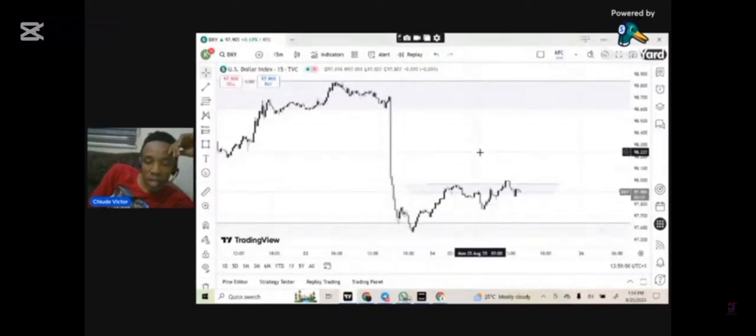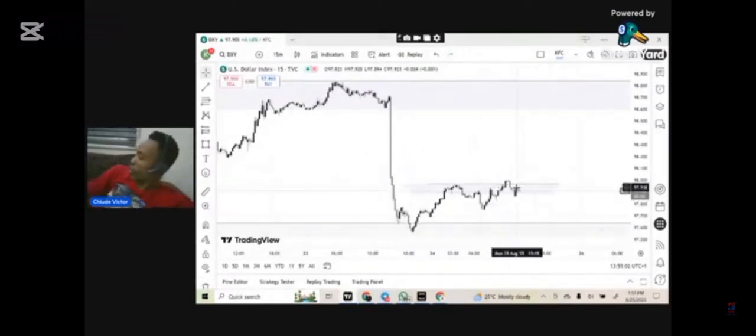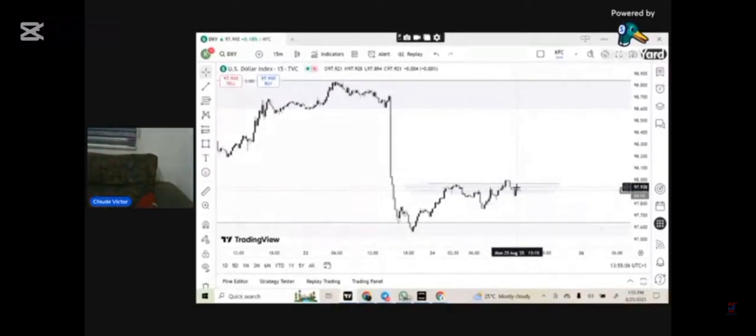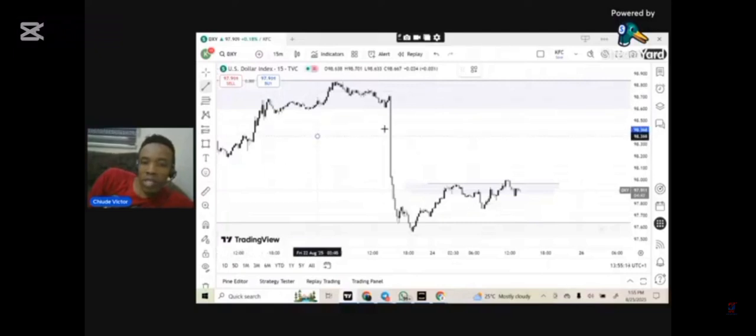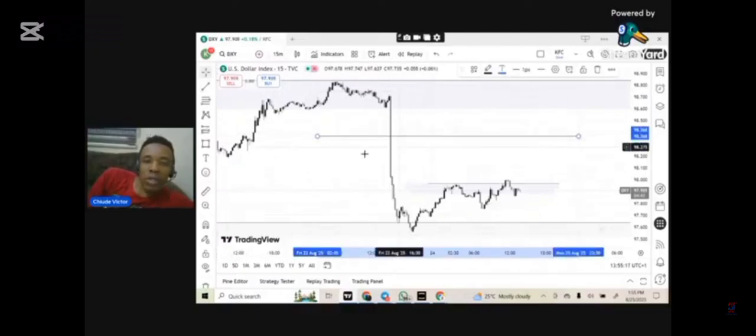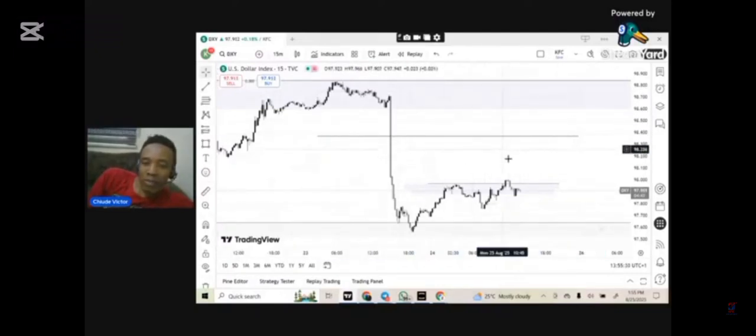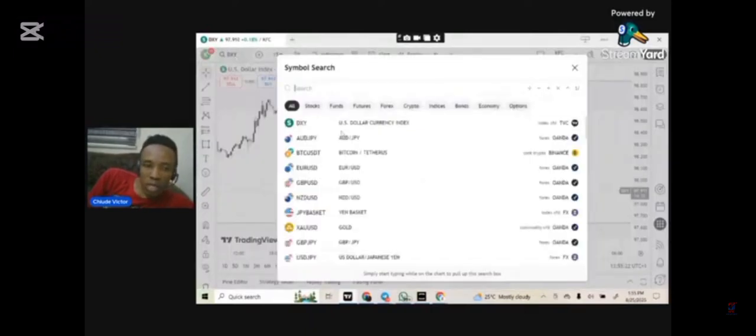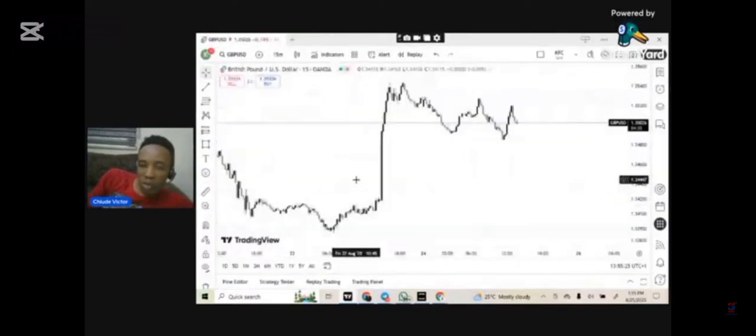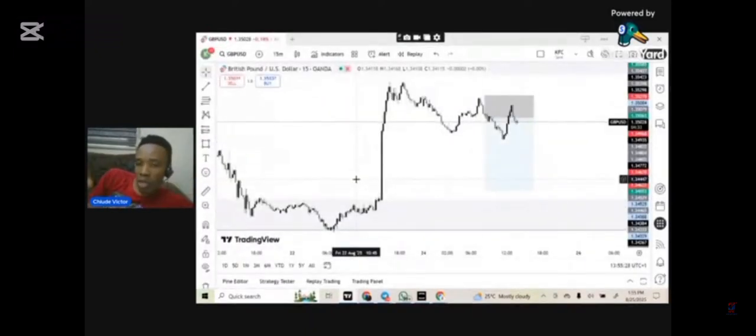That was on Friday, and I'm expecting that price should balance that imbalance at least to the consequent encroachment, which is 50% at least, because that's a huge fair value gap. Okay, I'm expecting price to at least get to half of it, which would mean that every pair that we trade that's directly correlated to the dollar index should go in there.